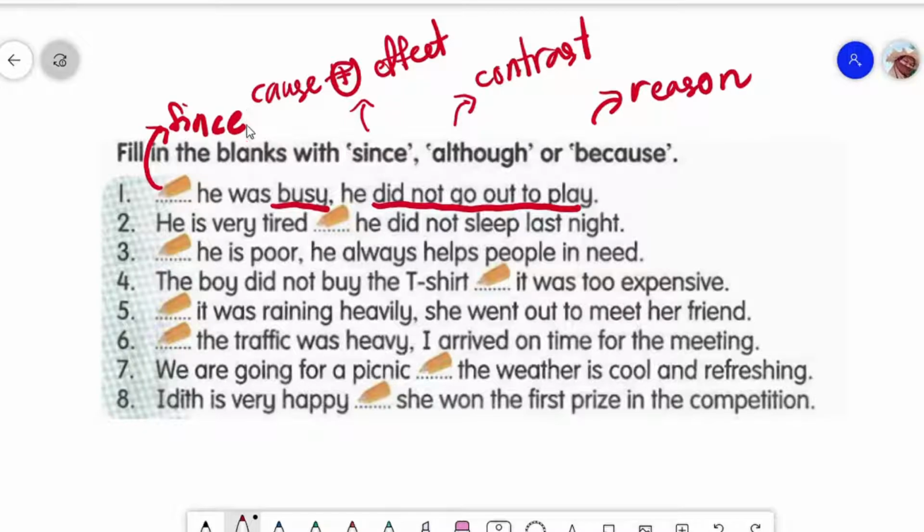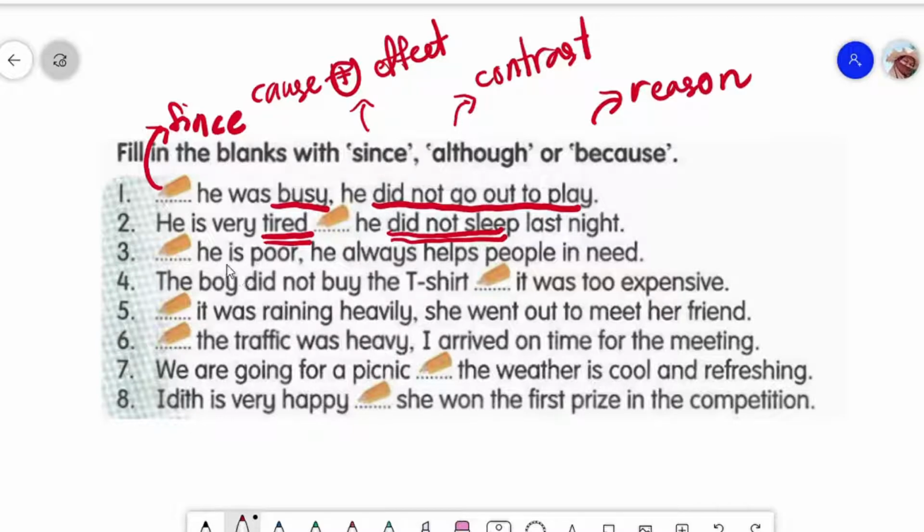He is very tired. He did not sleep last night. He is very tired. Tired, penat. Did not sleep last night. Alright, is this contrasting? Adakah dua pernyataan ini bertentangan? No, tidak bertentangan. Letih, tidak tidur. Biasanya memang kalau tak tidur, memang letih. Okay, so which one? He is very tired although he did not sleep last night. No, although salah. He's very tired because he did not sleep last night. Yes, he is very tired since he did not sleep last night.